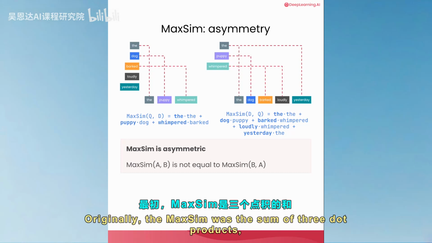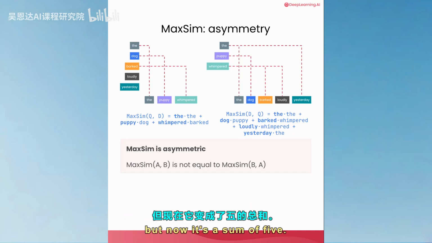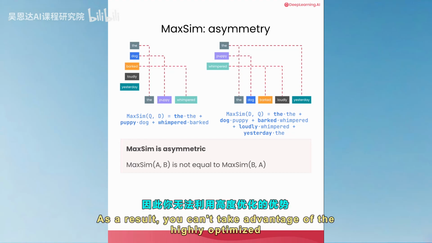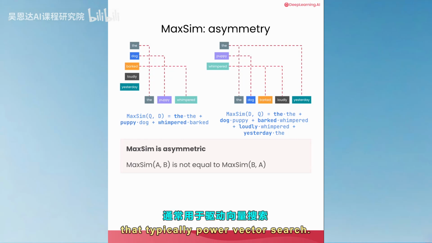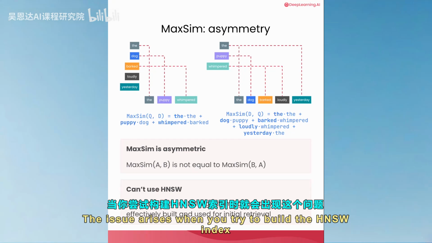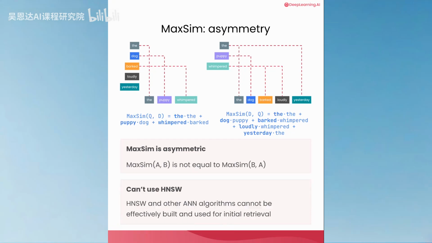Originally, the maxim was the sum of 3 dot products, but now it's the sum of 5. As a result, you can take advantage of the highly optimized approximate nearest neighbors algorithms that typically power vector search. The issue arises when you try to build the HNSW index that the algorithm uses for search.